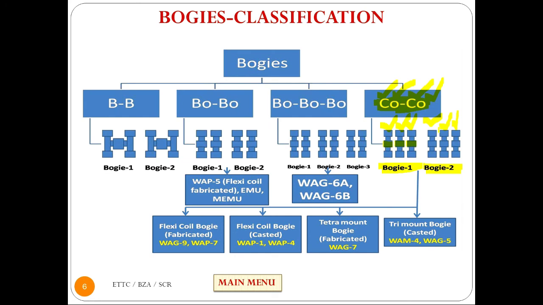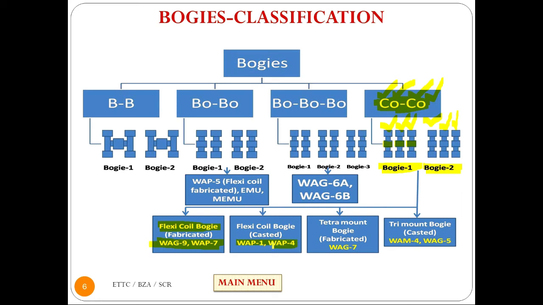Most of the locomotives in our AC locomotives are CO type. In total it has two bogies, each bogie has three axles, the total locomotive has 6 axles, and each axle is independently driven. Examples for CO are WG9 and WP7. These bogies are called flexi coil bogies.